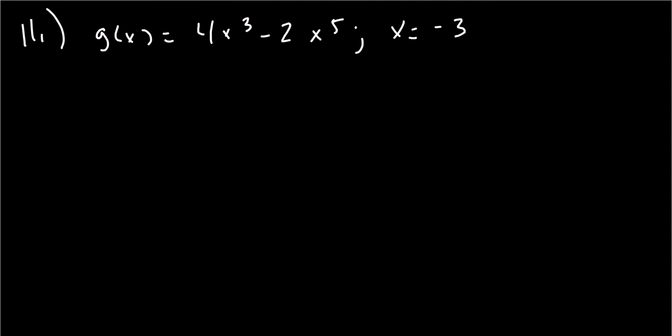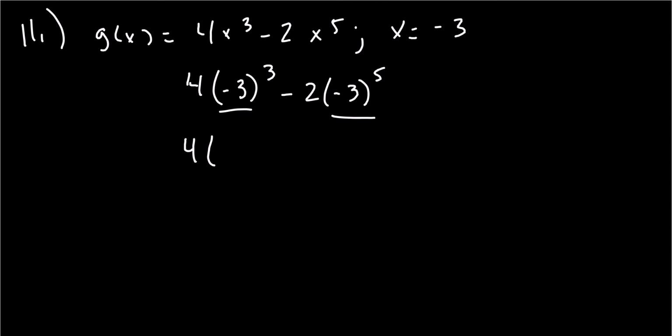Alright, g of x equals 4x cubed minus 2x to the 5th. So I put 4. Instead of x, I put negative 3 cubed minus 2. Instead of x, I put negative 3 to the 5th. I have to do the exponents first, so I have to do negative 3 to the 3rd, negative 3 to the 5th. So I have 4 times negative 27, because that's what negative 3 cubed is, minus 2 times negative 243, because that's what negative 3 to the 5th is.